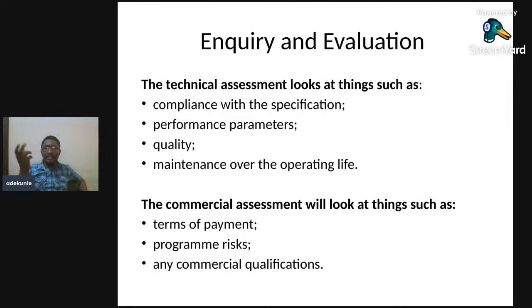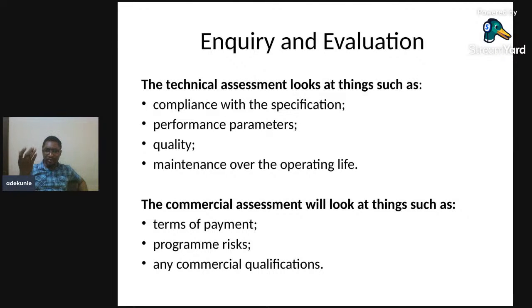If you're evaluating a tender based on technical assessment, one of the things you look at is compliance with the specification in the tender, the performance parameters, and quality. You're looking at maintenance and also the overall operating life cycle of the machine or whatever you are looking at. Then, of course, when evaluating, you also look at commercial assessment.